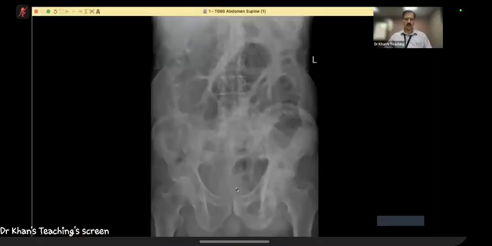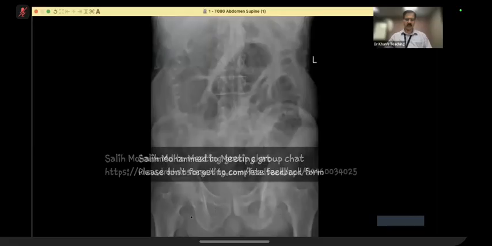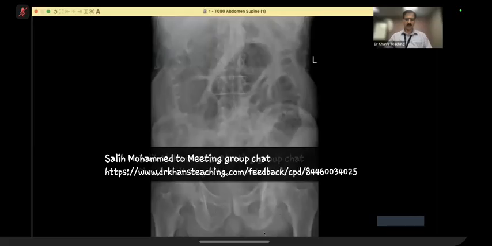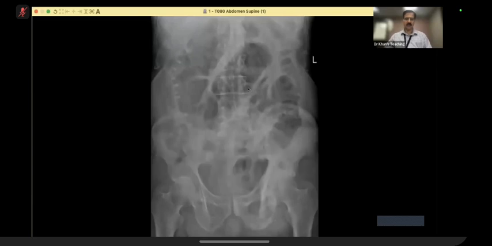Now, let's go back to the case. This was a plain film, and on this plain film, the candidate did well, where the candidate was thinking about hernia. By the way, you can see that there is a hernia, and I wanted the candidate to pick it up, which the candidate did pick up, but the main finding was actually visible here, and this was a toxic megacolon. And then this is Paget's disease.